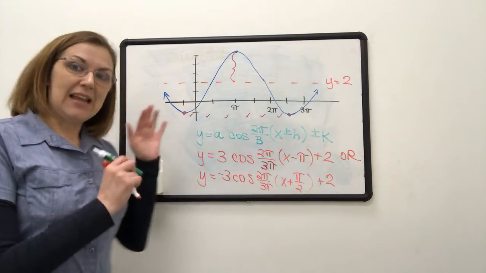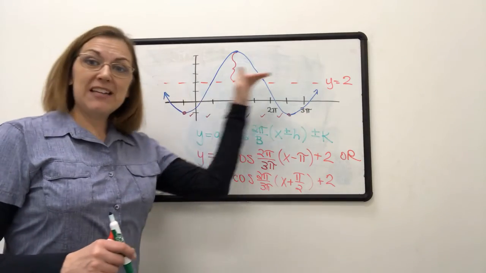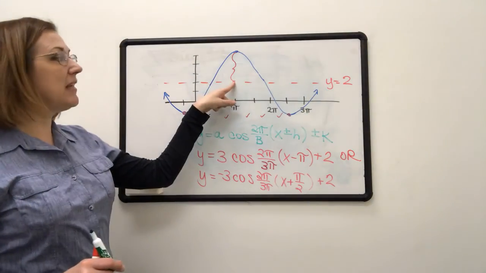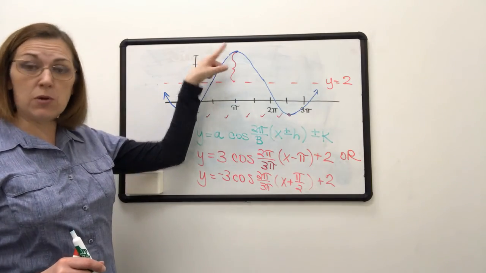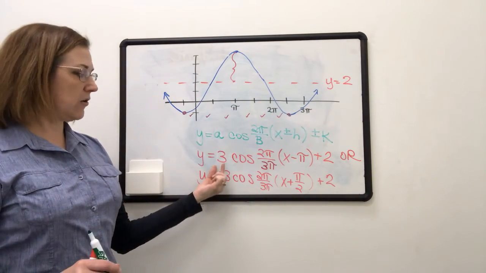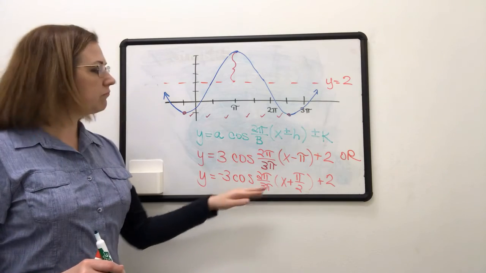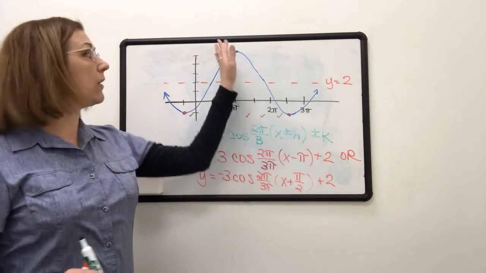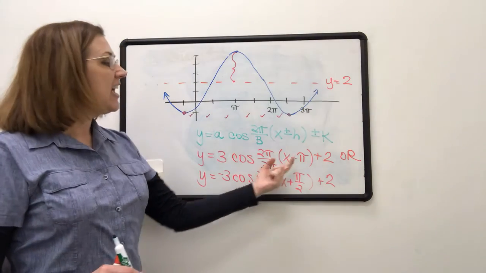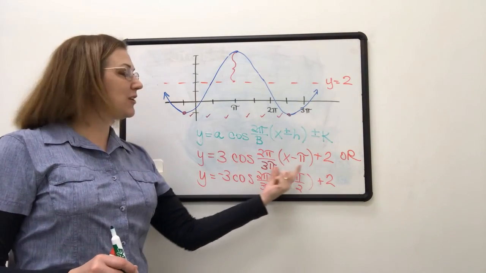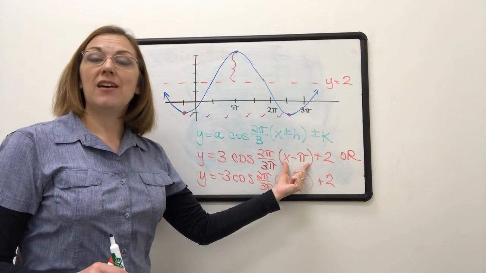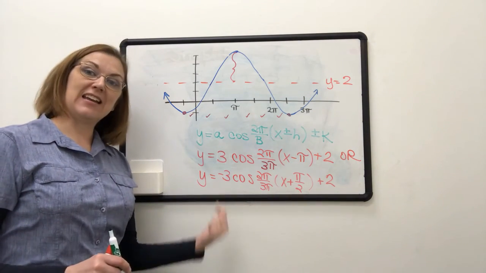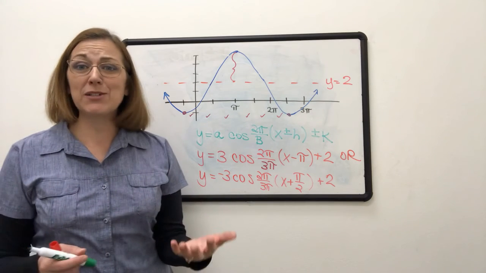And let's recap. You start by finding the midline. That tells you your up or down shift. From the midline, you count to your hill, or you count to your valley to get your amplitude. That's your number in front. To get your number for b, you're going to go valley to valley or hill to hill to get your period. And then if you're doing cosine, you're going to shift to your first hill, or you shift to your valley by making it negative. I hope this helps you as you're writing equations for your trig graphs.